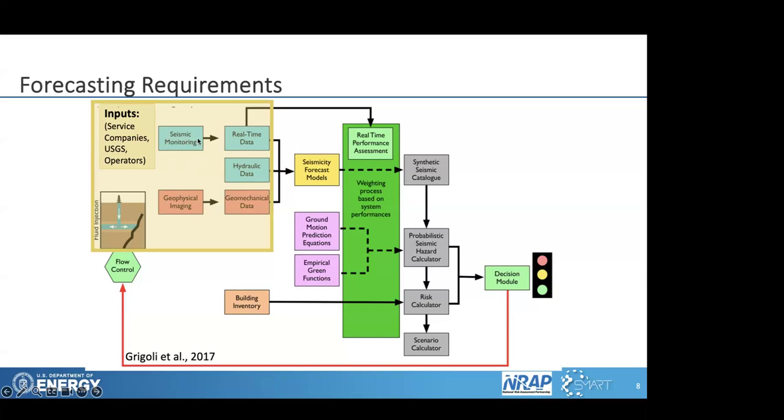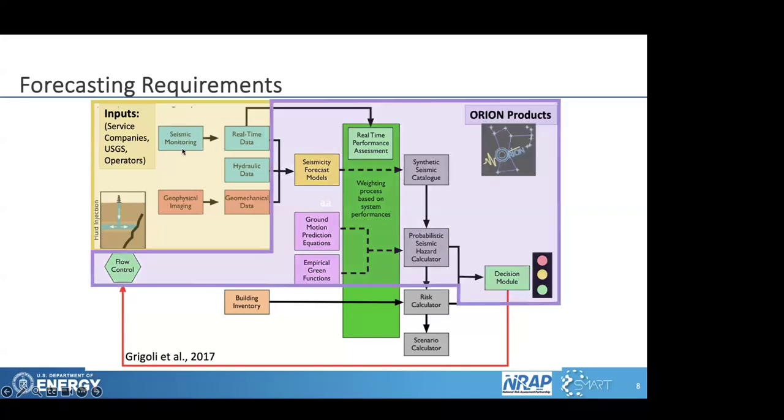Another type of input is going to be your seismic catalog. We accept both high fidelity catalogs and just general catalogs that are produced by the USGS, say their Comcat catalog, for example. And then we incorporate all of these things and use them to generate a forecast, which captures basically this part of the workflow within the Orion tool itself.